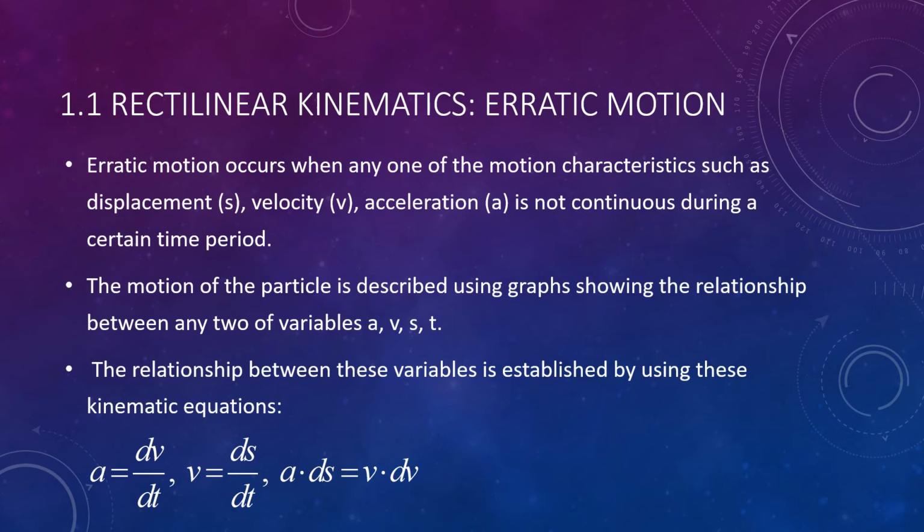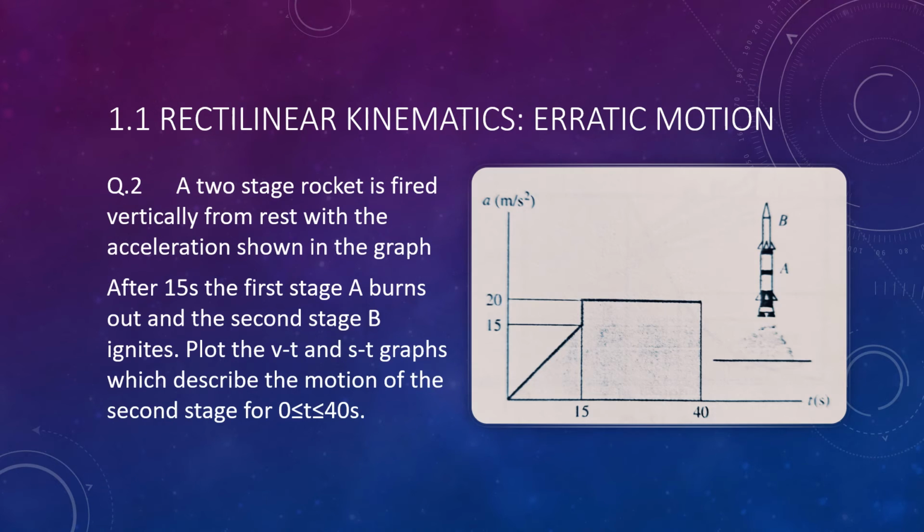The motion of the particle is described using graphs showing the relationship between any two of variables a, v, s, t. The relationship between these variables is established by using these kinematic equations. a is equal to dv over dt, v is equal to ds over dt. When we extract dt from both equations, we obtain a ds is equal to v dv. We will understand rectilinear kinematics erratic motion better by solving this question.